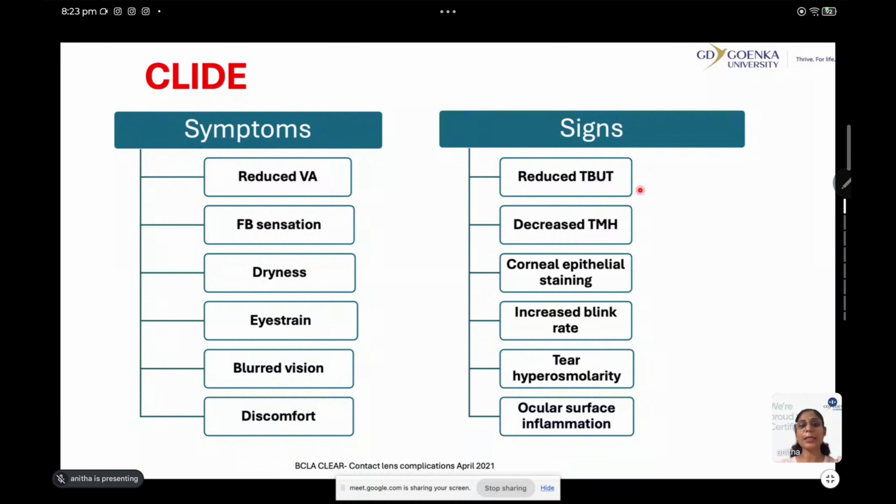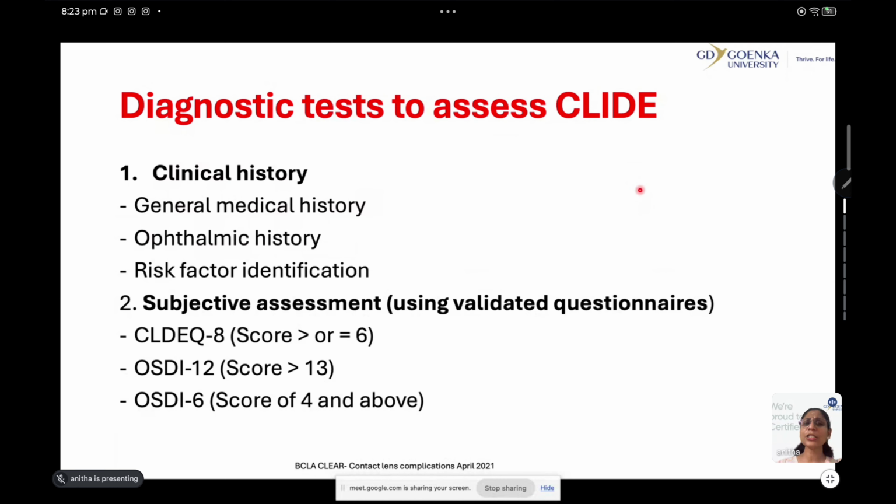Coming to the symptoms, there is reduced visual acuity, foreign body sensation, dryness, eye strain, blurred vision, and discomfort. So let us look at the diagnostic tests to assess dry eye. First, most importantly, is the history. History is a base for anything. Even in a general optometry practice, you cannot ignore the importance of history. History itself will give you loads of ideas and it will narrow down the next set of tests you need to do based on a thorough history.